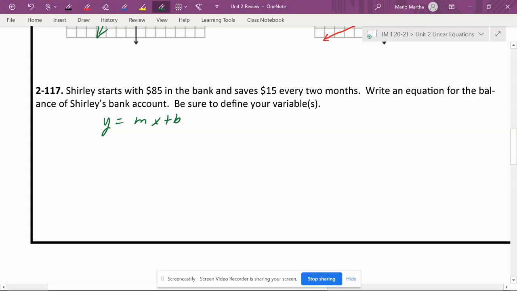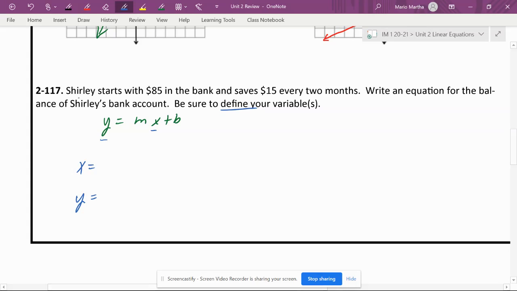Now, we can always keep using x and y. We can always use different variables. It doesn't really matter. So here, when it says be sure to define your variables, we want to make sure that we tell people what x and y represent. So here we know x is going to be equal to something and then y is going to be equal to something, right? Since it is a situation, we want to define them.